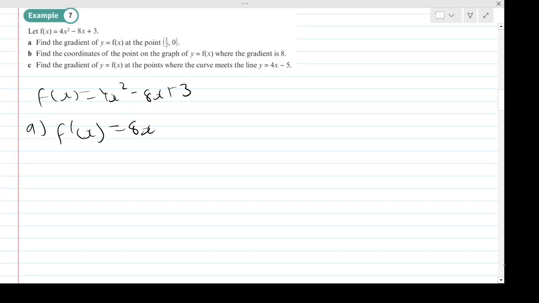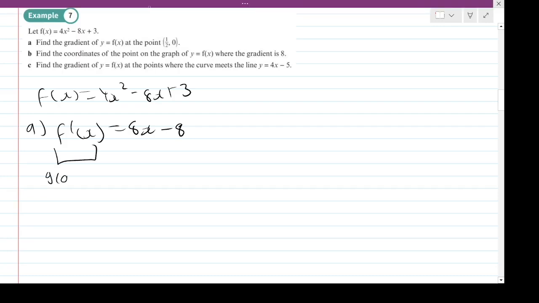Because again, we knock 1 off the power, since 2 minus 1 is 1, so that's just x. And 4 times 2, because we bring the power 2 to the front, is basically 2 times 4, which is 8. Then minus 8x goes to minus 8. Then plus 3 goes to 0, and that's it. That's my derivative there. Now it wants a gradient, which again, this is the gradient really, but that's for every value of x.